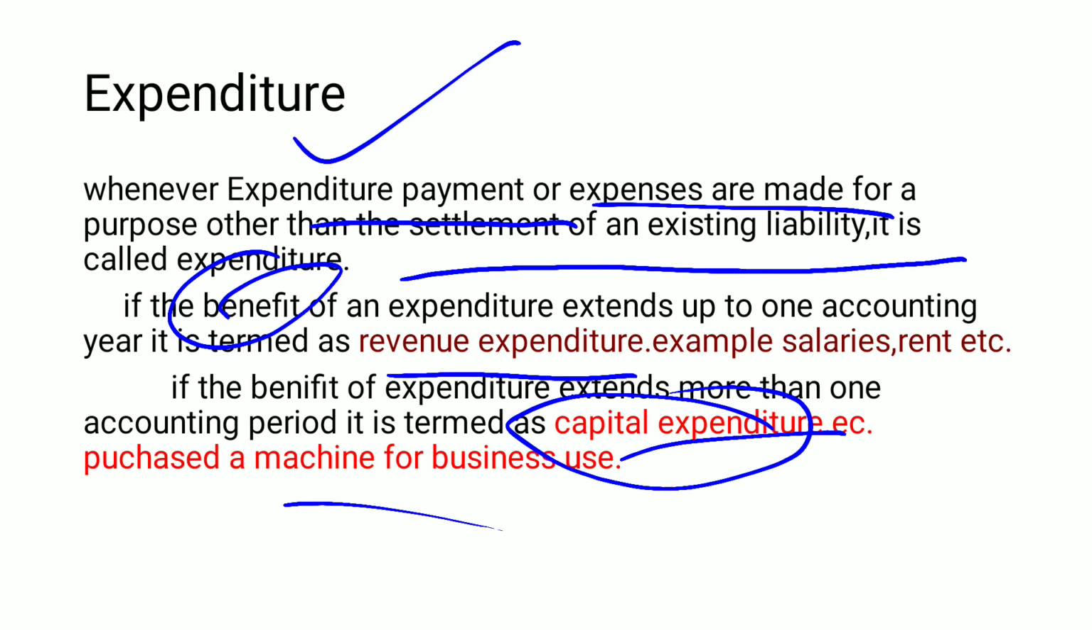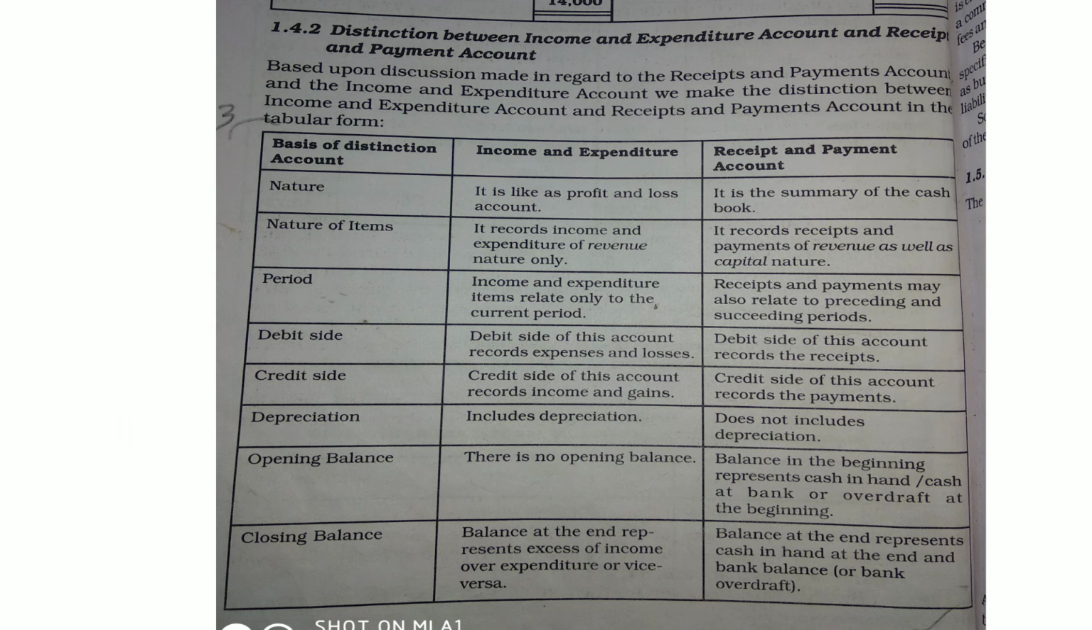Now we are going to discuss the difference between the receipt and payment account and the income and expenditure account. The first one is nature. The income and expenditure account is similar to a profit and loss account, but the receipt and payment account is a summary of the cash book. Single items are not recorded date-wise, one after another. If an expense is done two or three times in a month, it is recorded only once. The total amount is recorded, meaning a summary is written.